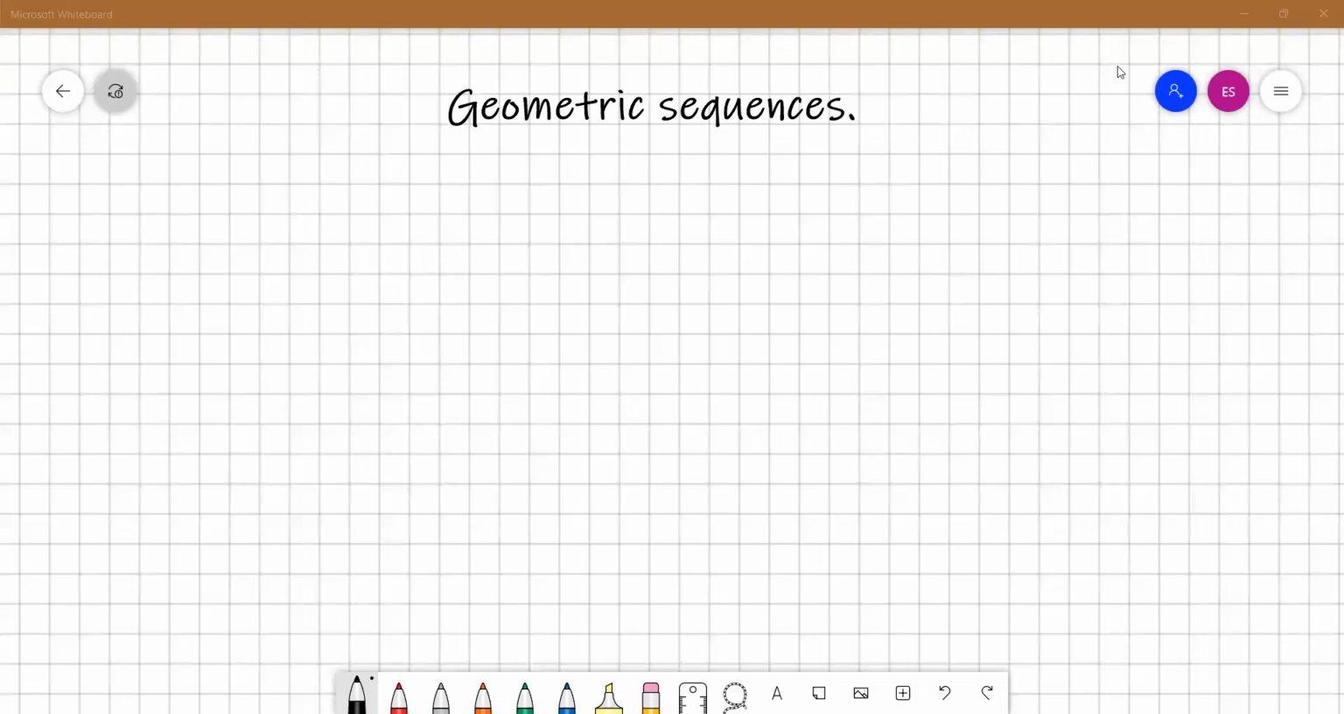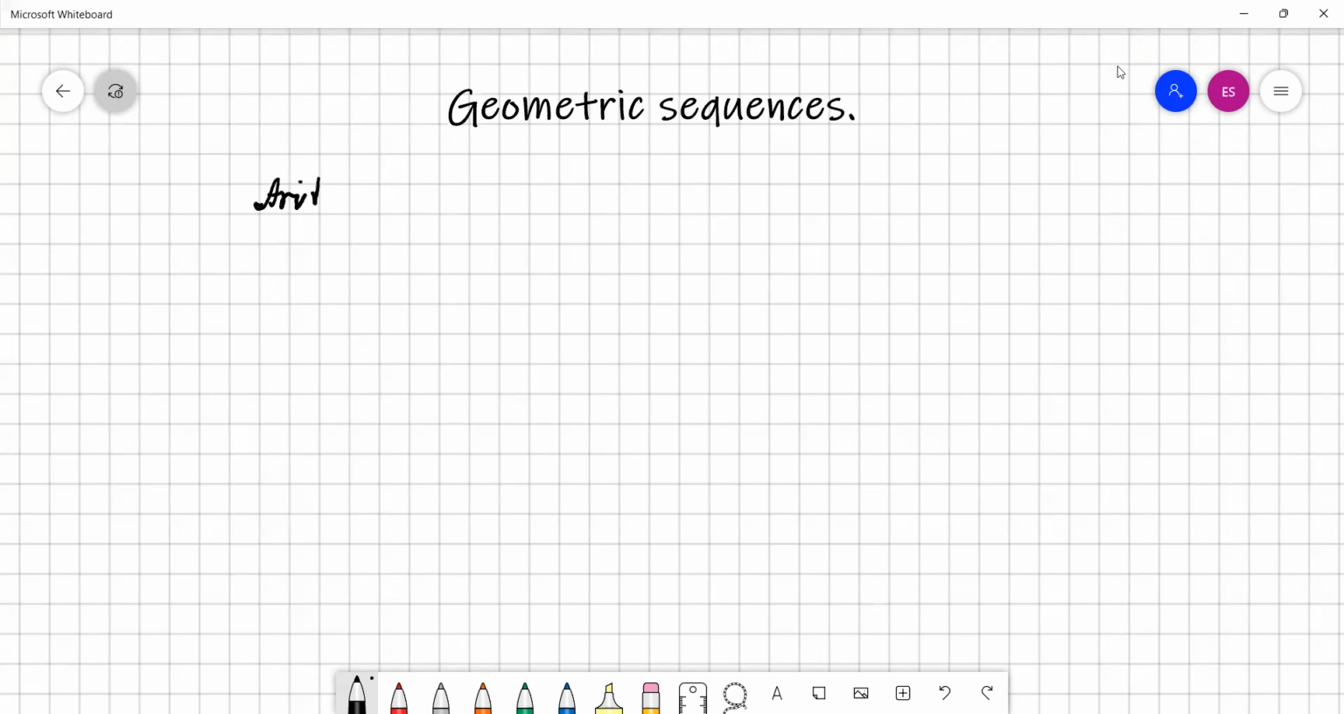Hello everyone. Today we are going to talk about geometric sequences. What are geometric sequences? Well, we had arithmetic sequence. I'm going to write an arithmetic sequence. We're looking at something like this: 1, 3, 5, 7, and so on, right? So we're adding +2, +2, always the same number.